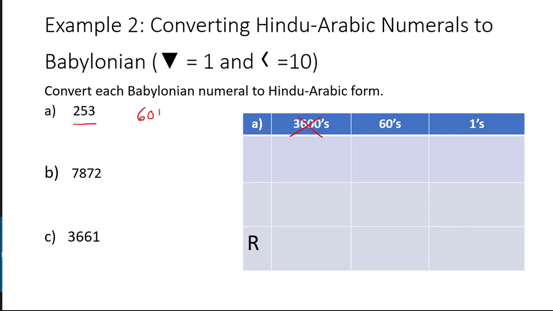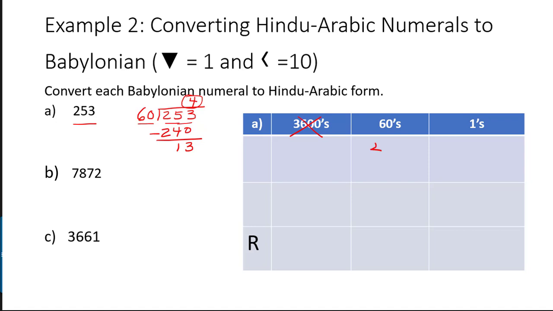Now, one way to do this is using long division. So you write 60 next to 253. 60 can go into 253 about 4 times because 4 times 6 is 24. So 4 times 60 would be 240. You subtract, you get 13 as the remainder. 4 copies of 60 go into 253.